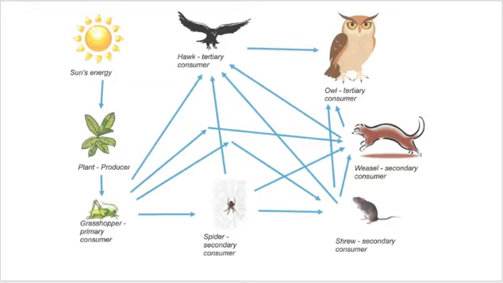So here we have a food web, and we're going to talk about these later. But you'll notice that the sun's energy is always the base to our food web. We go sun's energy to plant, and we have our primary consumers, and then from there we have all the different consumers. But the biggest thing that I want you to understand is that the sun's energy is where it all starts.